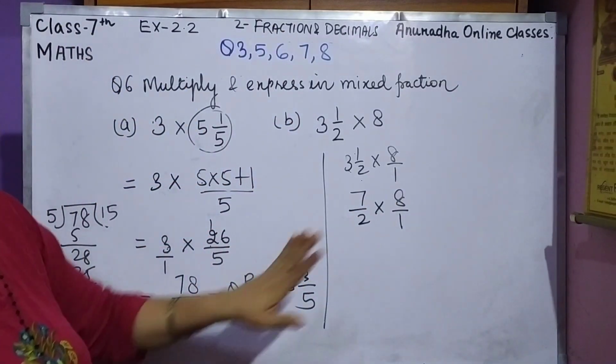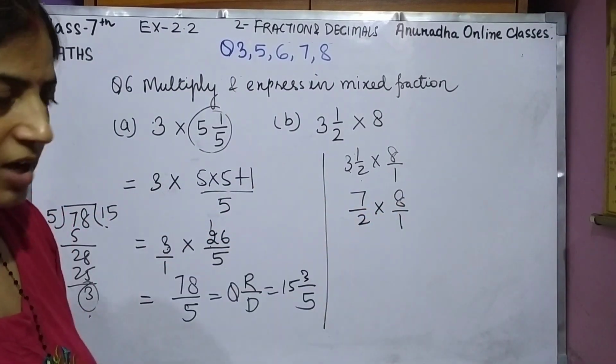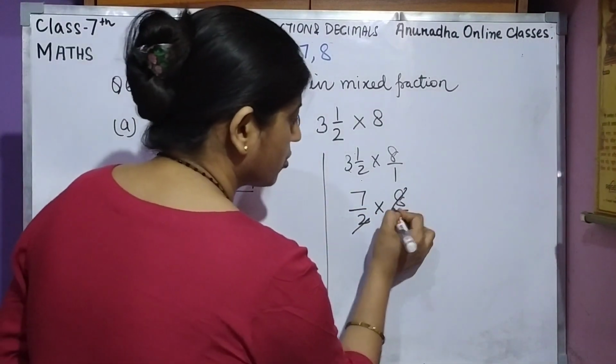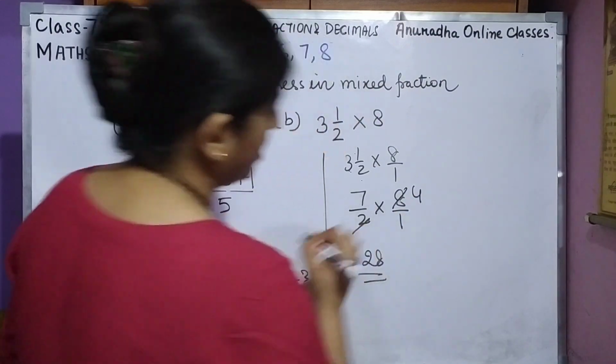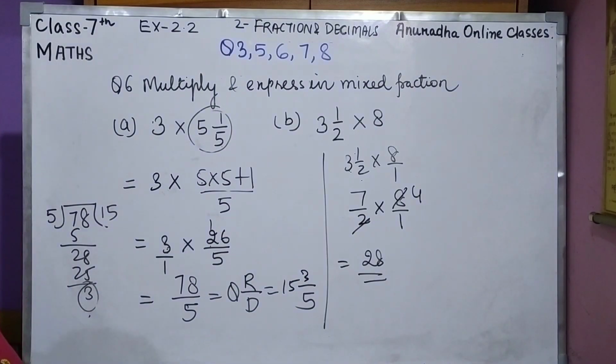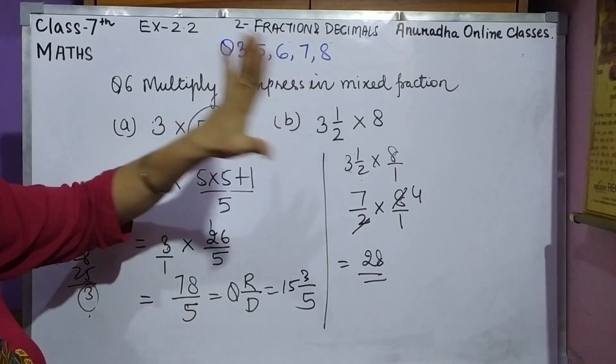Now we will see whether anything cuts with anything. 7 and 2? No, it will not go. 8 and 2? Yes, it will go. 2 4s are 8. So what is our answer? Our answer is what? 28. So here is our answer. In this way you have to multiply and express in mixed fraction.